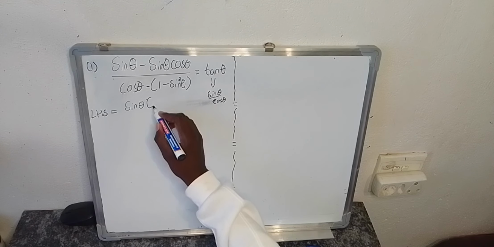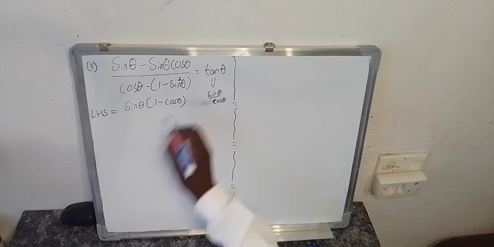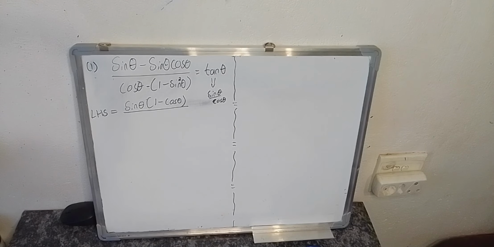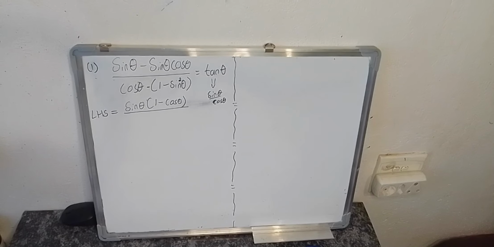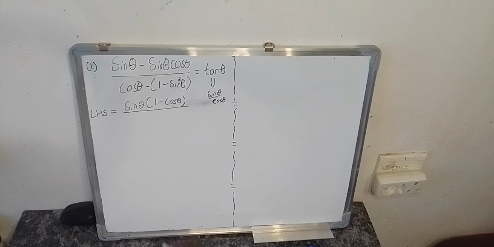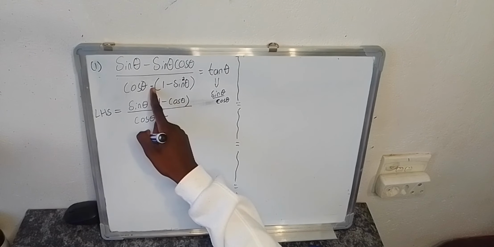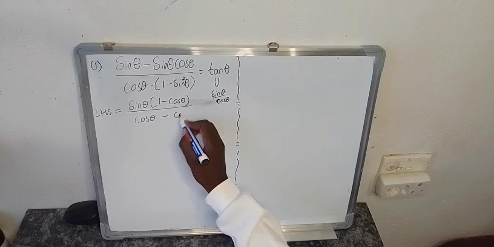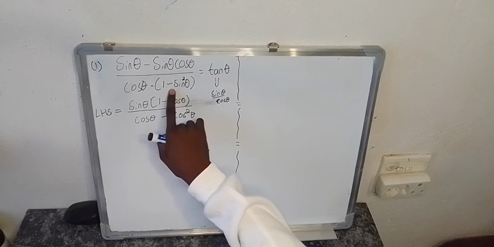So we're going to be left with sine theta into 1 minus cos theta, all divided by, okay, now let's jump to our denominator side. At our denominator side, one can know that we have the square identity inside the bracket, and we know that this is equal to cos squared theta. So now we are going to be left with cos theta minus cos squared theta. It's a square identity, this one.